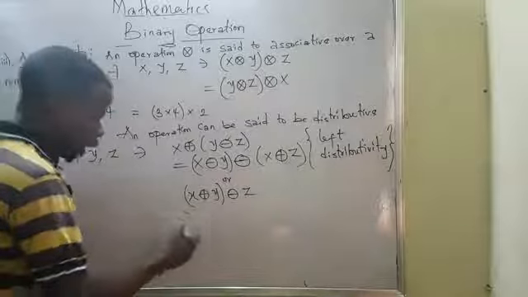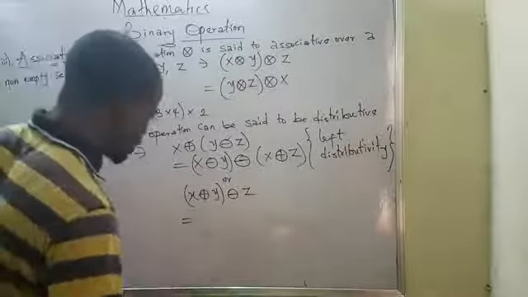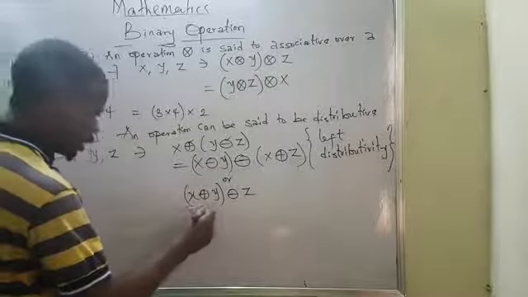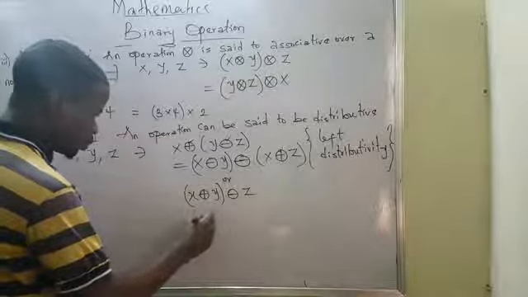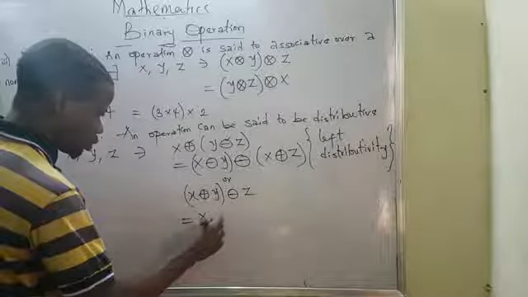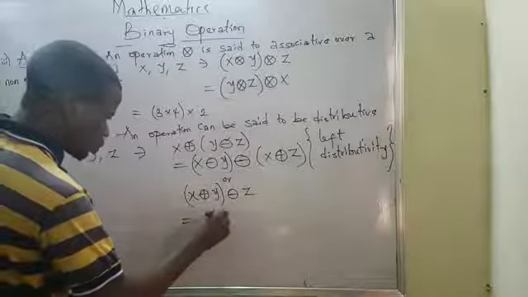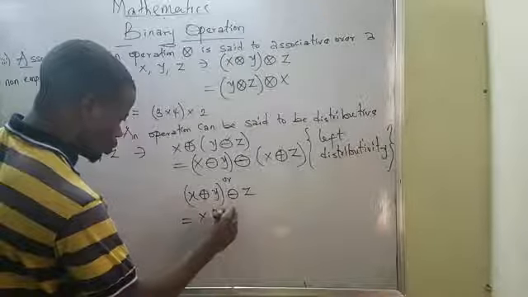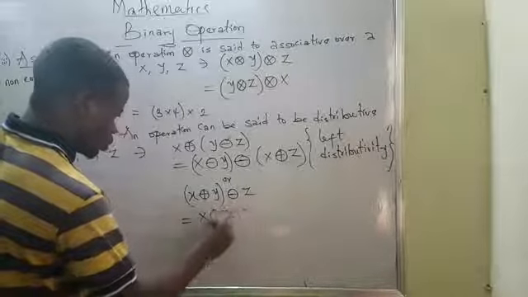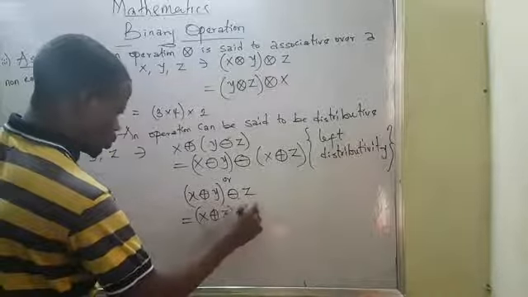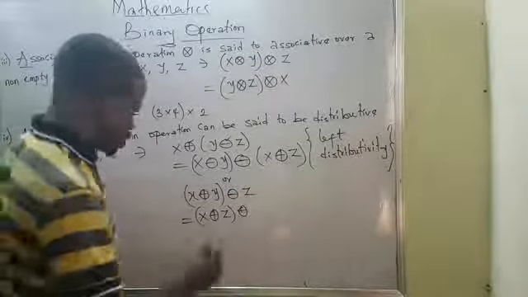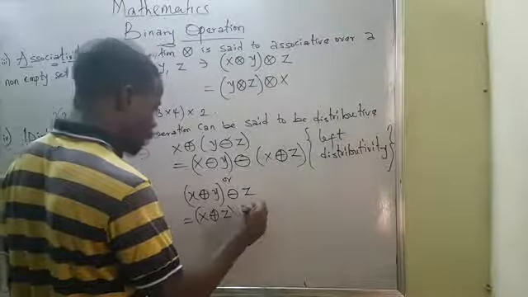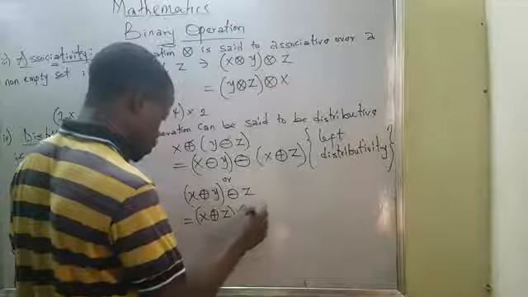So here now I want to show this, right? This is right distributivity. So I can say this is x, and you have this, are you seeing this? And you have your y, of course.